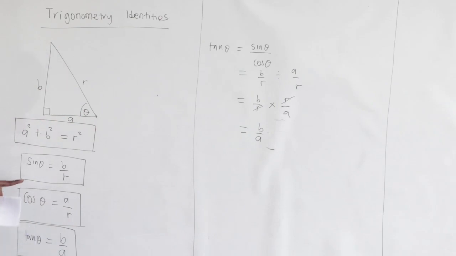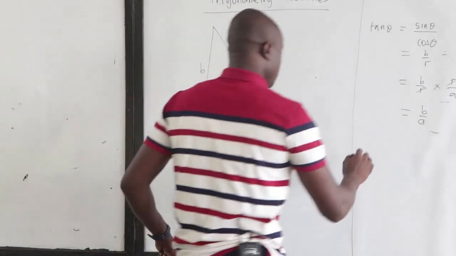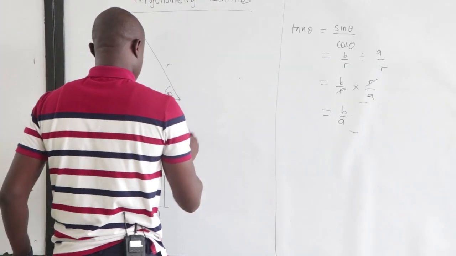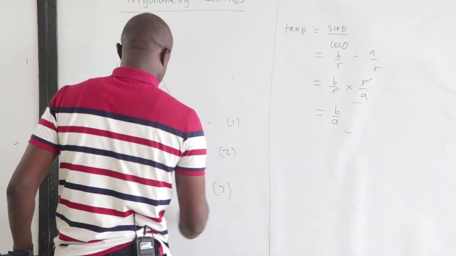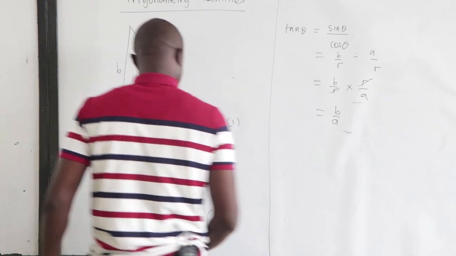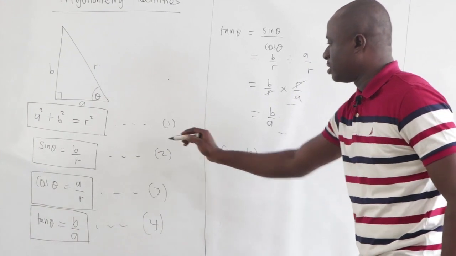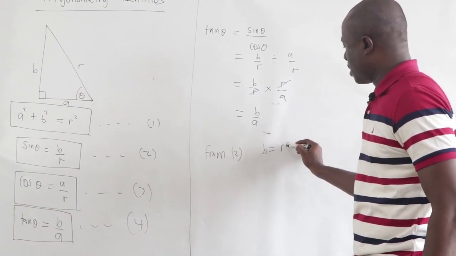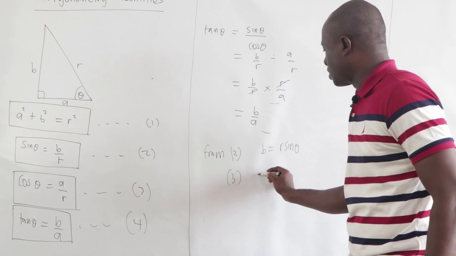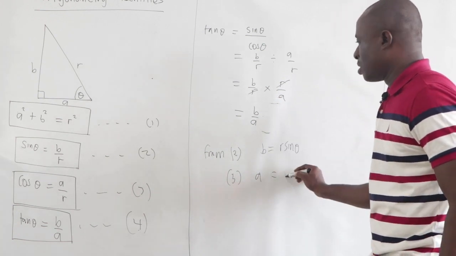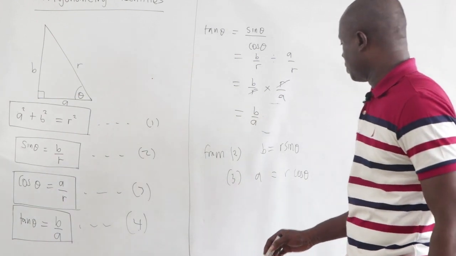Now, what can we also say from it? We know that sine theta is what? That is B over R. So clearly, what is B? We can say that, let's say this is 1, this is 2, this is 3, and then this is 4. Now, from 2, what can we say? We can say that B is equal to R sine theta. And then from 3, what can we say? We can say A is equal to R cos theta.